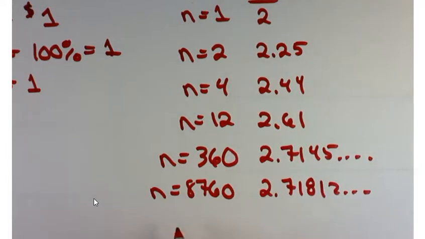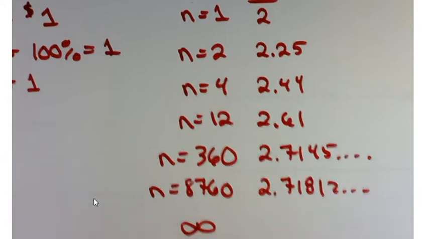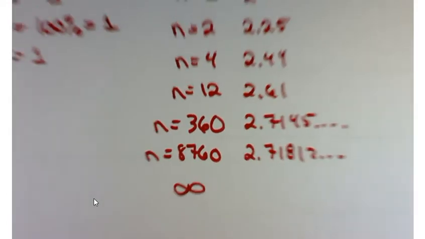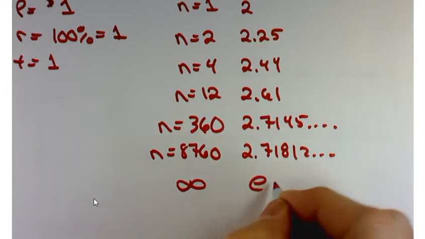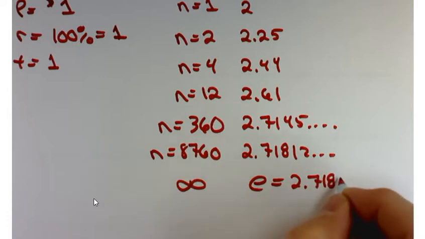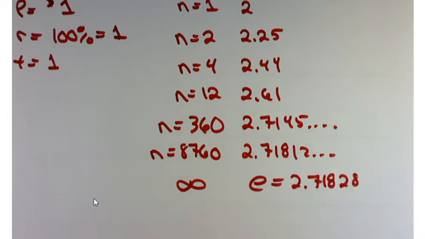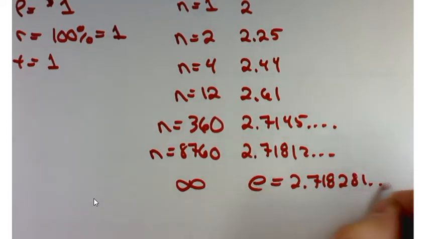Mathematically, in calculus, we can put in infinity. And what that means is you're compounding interest continuously. You never stop. Every second of every minute of every hour of the day of the year. You're always compounding interest. And what are you going to get then? You're going to get this magic number called e, which is 2.71828, etc., 1828, blah, blah, blah. And that goes on forever.